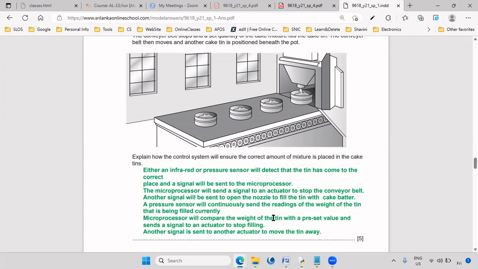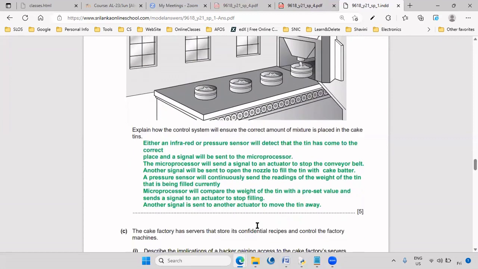Microprocessor will compare the weight of the tin with a preset value and sends a signal to an actuator to stop filling. Another signal is sent to another actuator to move the tin away. So the cycle.